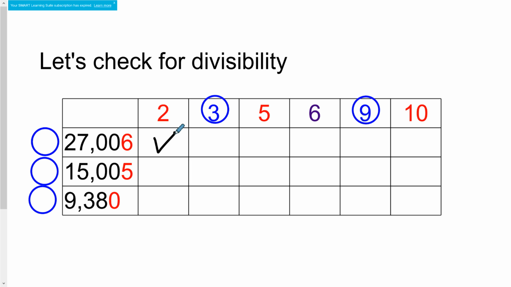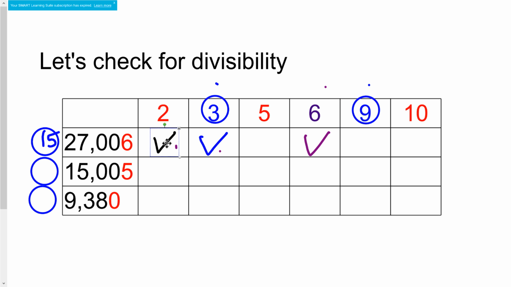Now what I need to do is add up my digits because I'm going to check for 3 and 9. 2 plus 7 is 9, plus 6 more is 15. Now 15 is a multiple of 3, so it's divisible by 3. 15 is not a multiple of 9, so it's not divisible by 9. Finally, I'm going to take a look at 6. Since it is divisible by 2 and by 3, I know it is divisible by 6.